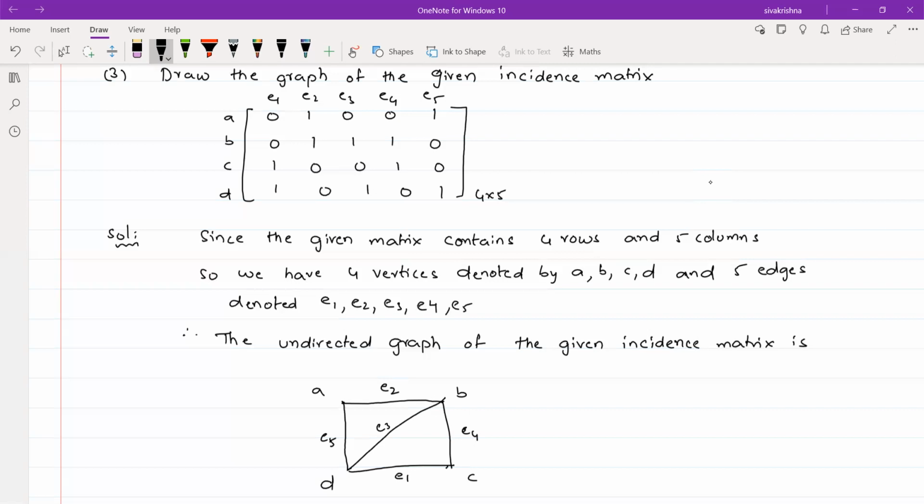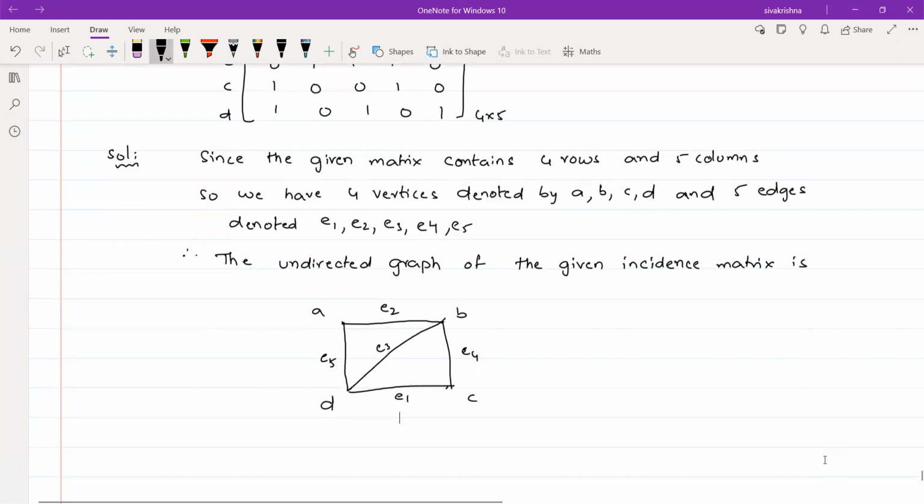Okay. So coming to the last row, E1 is incident on the vertex D. Yes, that was already represented. Coming to the E3, E3 is incident on both B and D. Yes, that was already represented. And E5 is incident on both A and D. That was also represented. Okay, so this is the corresponding undirected graph to the given incident matrix. So in this way, we can represent the graph corresponding to the given incident matrix and also the incident matrix corresponding to the given undirected graphs. Okay, thank you.